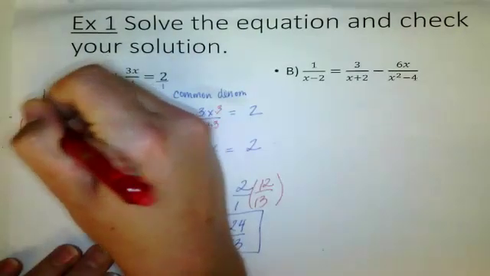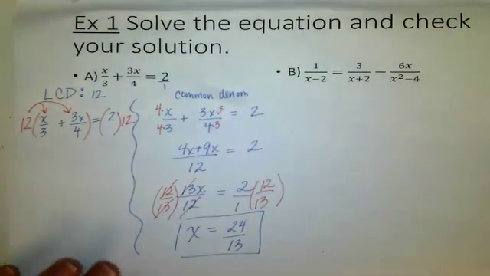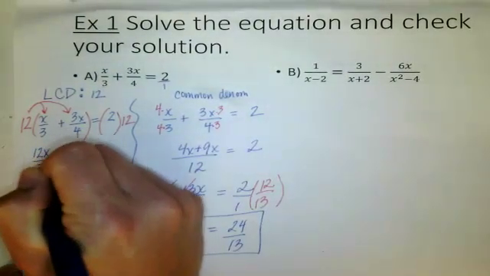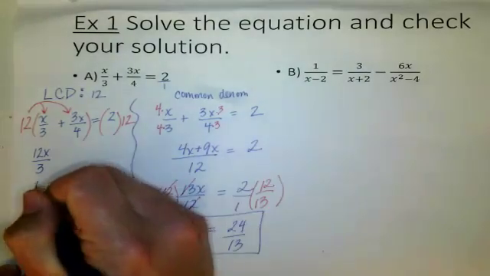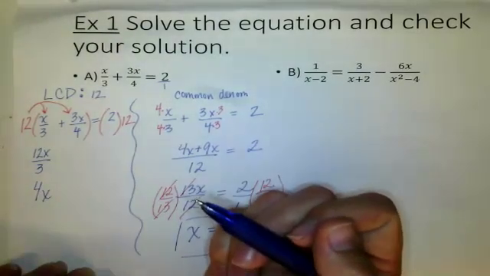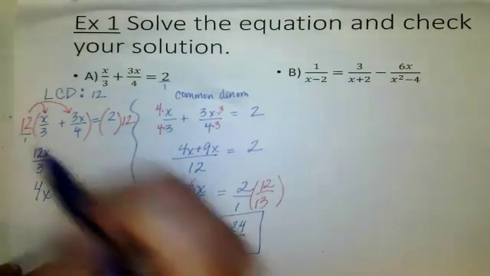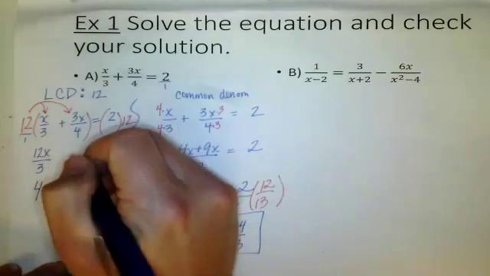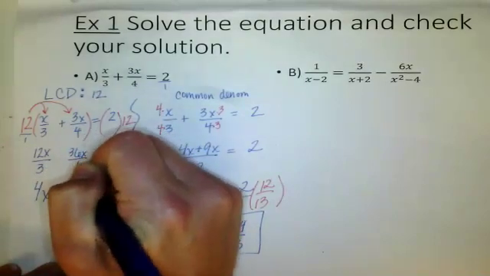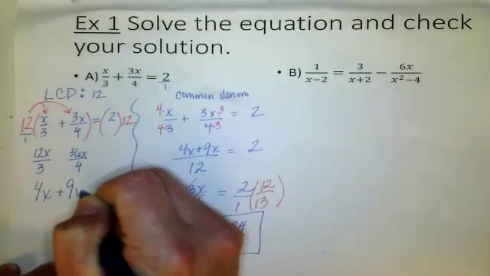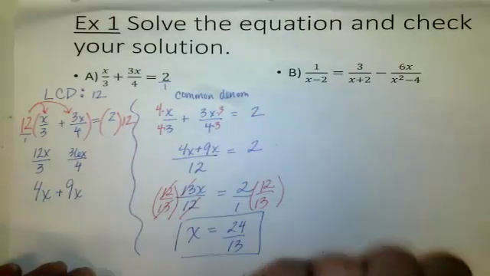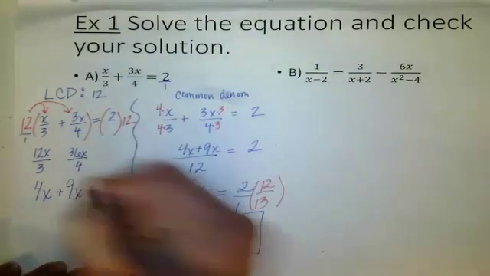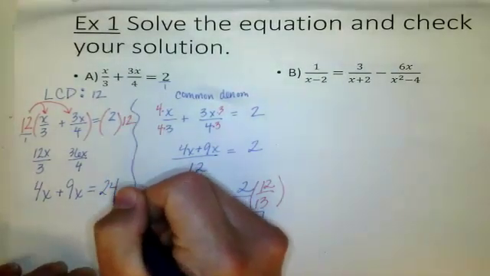Yeah, you have to distribute it to all the terms in there. And when I distribute it, I'm going to get 12x over 3, which is really what? 4x. And because it's 12 over 1, remember? And then when I distribute it to the 3/4 x, 12 times 3 is 36x over 4, which becomes 9x. You'll notice what happened to the fractions. They're gone. They cleared. And that's equal to 2 times 12, or 24.